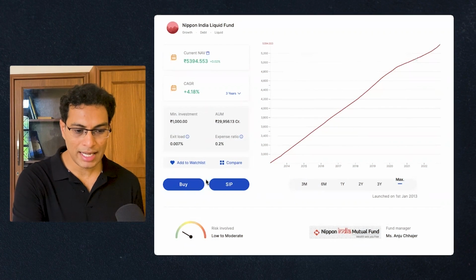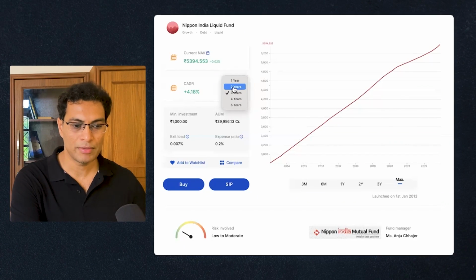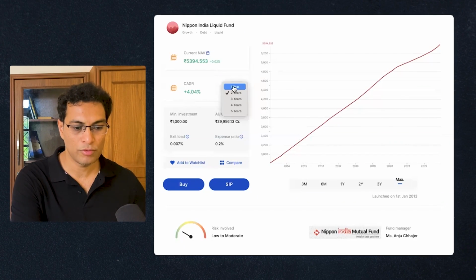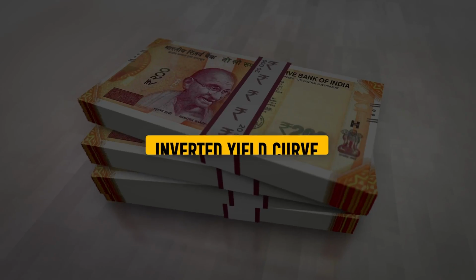And what you will notice is that if you take a look at, let's say, a 3-year return, the returns are only 4.1%. If you take a look at 2-year return, it's again 4%. If you take a 1-year return, it's again 4.73%. I'll say that, okay, this is very weird, why am I making less than 5% return? Isse achha to main FD kara loon. Well, the answer lies in something called an inverted yield curve.